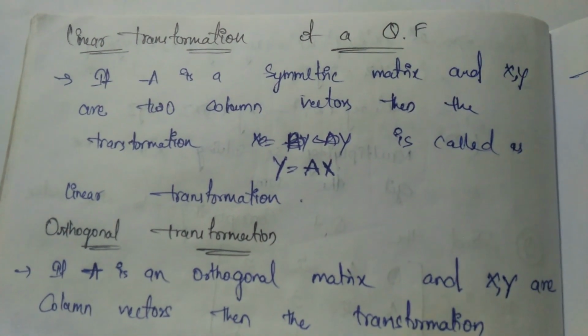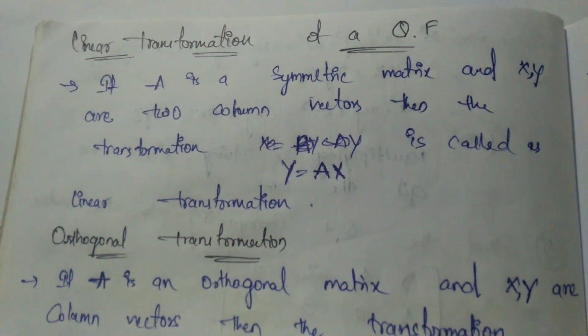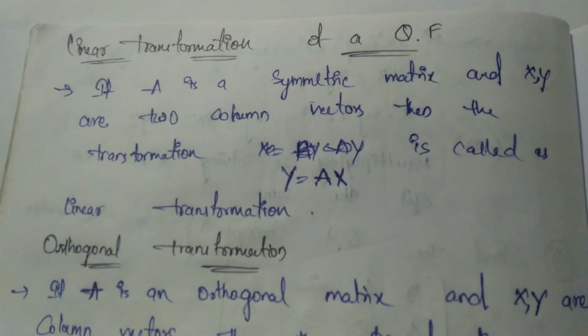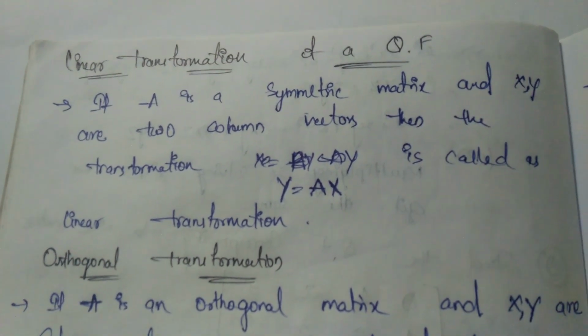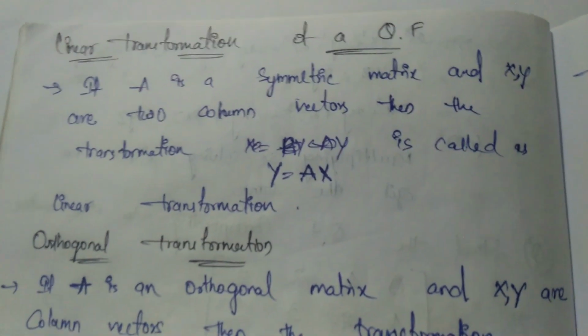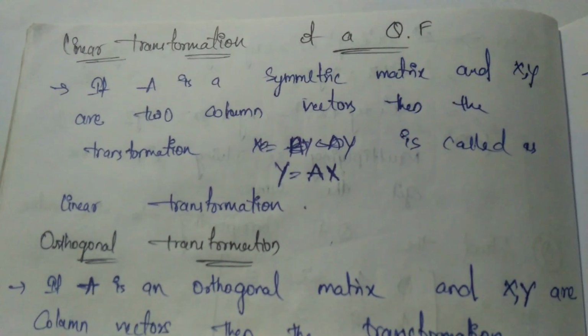We go with a few topics: linear transformation of a quadratic form, orthogonal transformation, canonical form or normal form, rank of a quadratic form, index of the quadratic form, signature, and nature of the quadratic forms. So these definitions are very important.